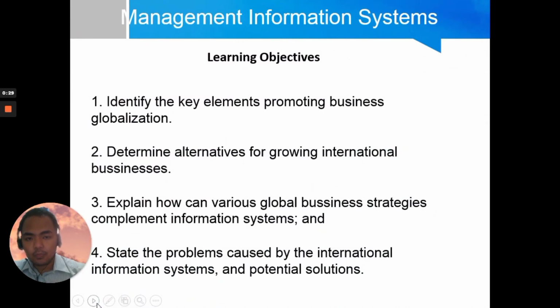So, the learning objectives of this chapter are: one, identify the key elements promoting business globalization; two, determine the alternatives for growing international businesses; three, explain how various global business strategies complement information systems; and lastly, four, state the problems caused by international information systems and potential solutions.